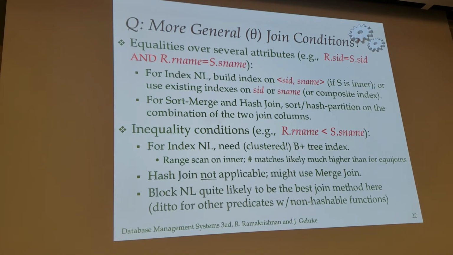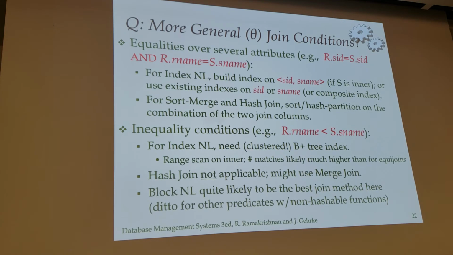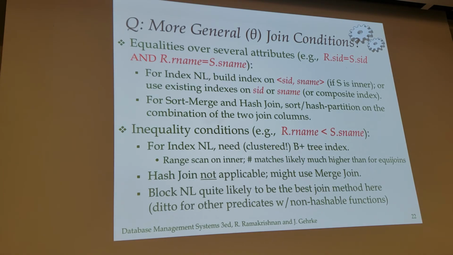So, build an index on an attribute. Remember, you can use index intersection as well to be able to find all the matches. And basically, for the sort merge, you sort on the combination of the join columns, same thing that we did with one column, but you can do it with two. For hash, same thing. You hash partition on the combination of the two columns rather than just doing it on one of them.